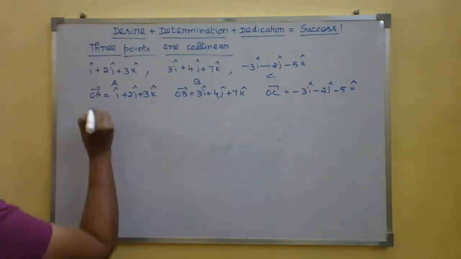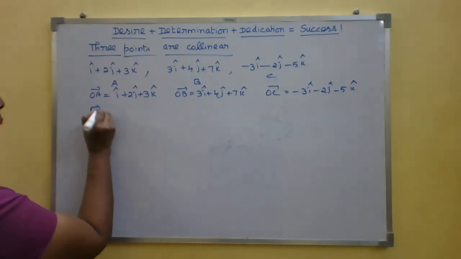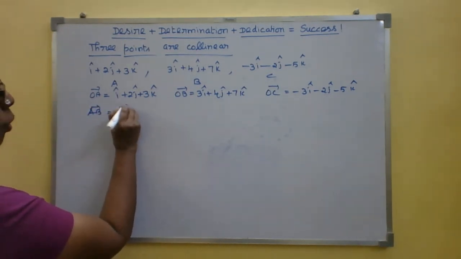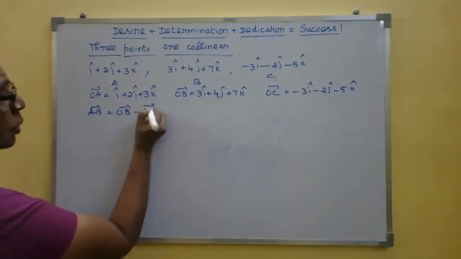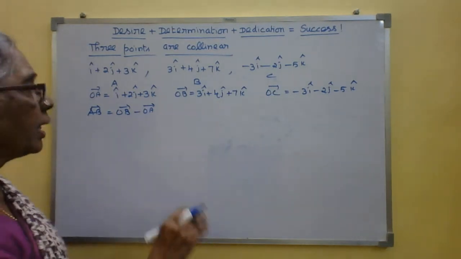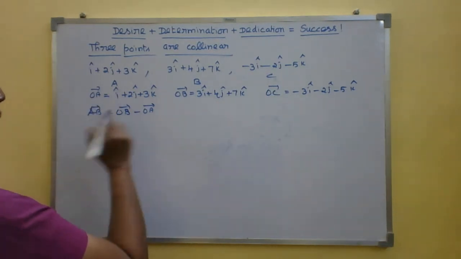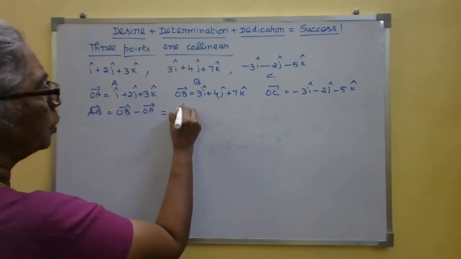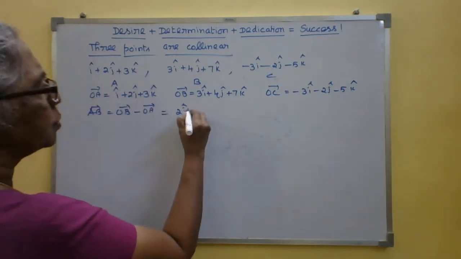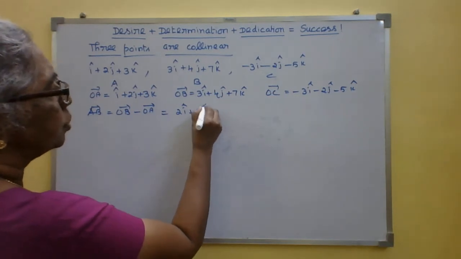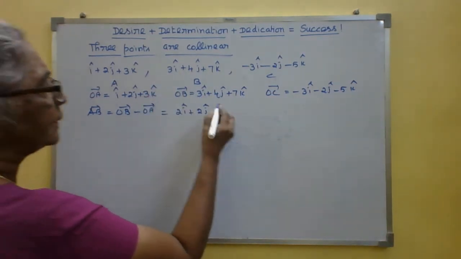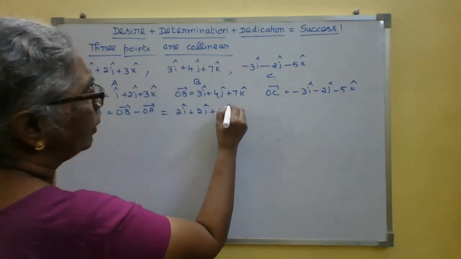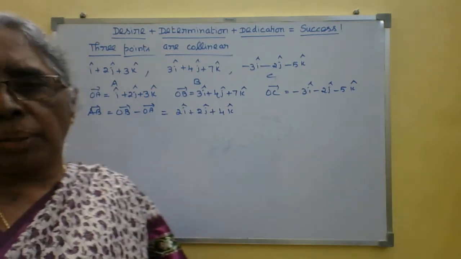Now I am going to find AB vector. You know AB vector is OB vector minus OA vector. So now from this you have to subtract this. What will you get now? 3i minus i, so I will be getting 2i cap. 4j minus 2j, I will be getting plus 2j cap. 7k minus 3k, I will be getting 4k cap. This is my AB vector.